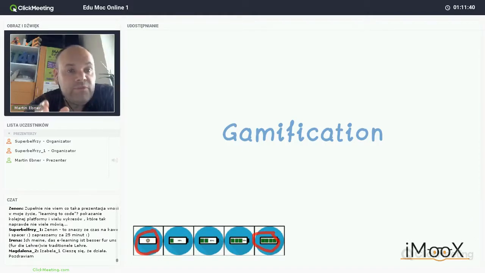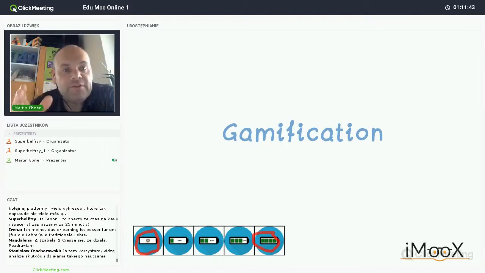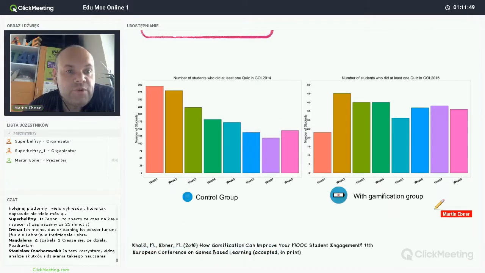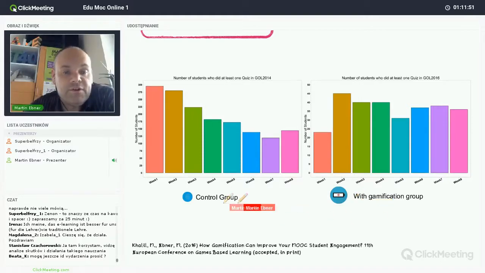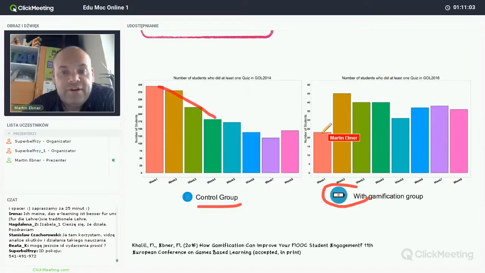So you learn in the MOOC for one week, and afterwards you get the battery, and we show you how active you were. Then we took a look at the quizzes to see if there is a difference. We have this control group where, as I told you, normally we have a decrease in the quizzes, which is quite normal typically for MOOCs. And this was the MOOC we did with the gamification. We have only this number of succeeded quizzes in week one, and then a dramatic increase, because this was the first week where they saw this gamification button.